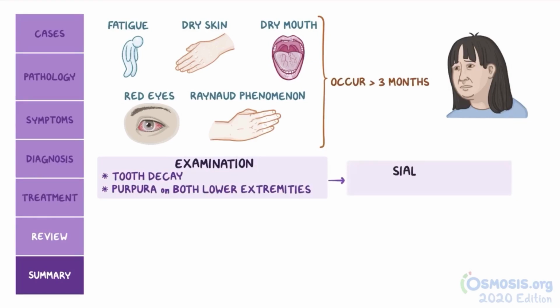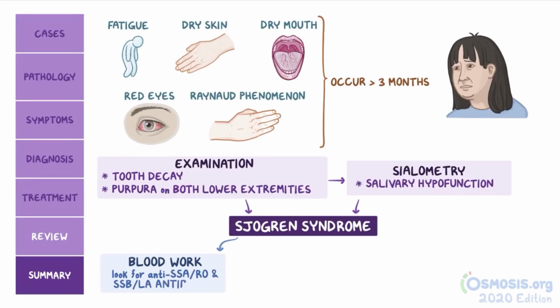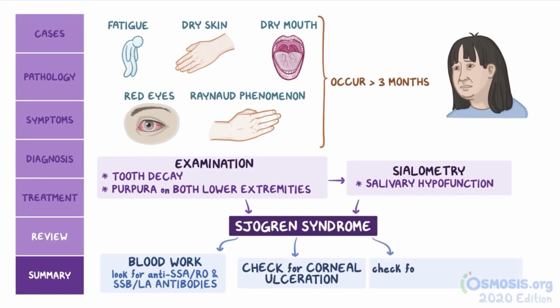Sialometry detected salivary hypofunction, and together with her symptoms, should be enough to diagnose Sjogren's syndrome. The next step would be blood work to look for anti-SSA-Rho and anti-SSB-La antibodies, and to check for signs of corneal ulceration, as well as involvement of the lungs and other organs.